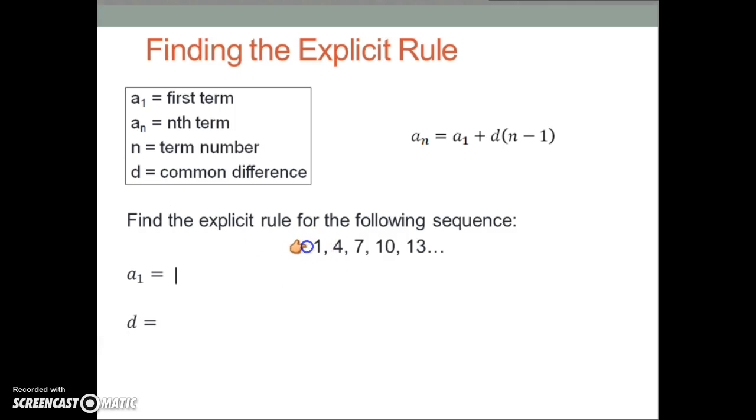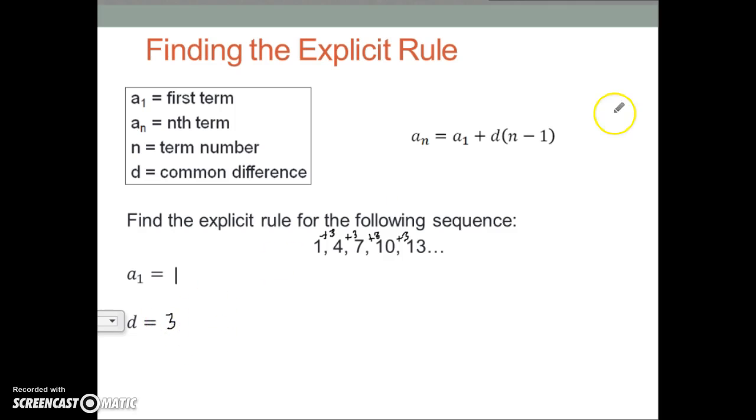Now looking at our sequence, we can figure out the common difference. So 1 to 4, that would be adding 3. And we always want to just double check to make sure that we found the right one. 4 to 7, also adding 3, 7 to 10. So each of these are adding 3. So in this case, d equals 3.